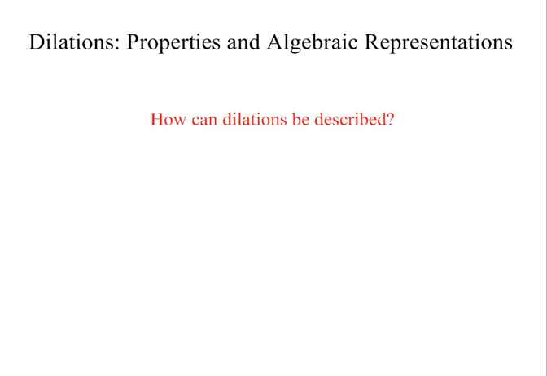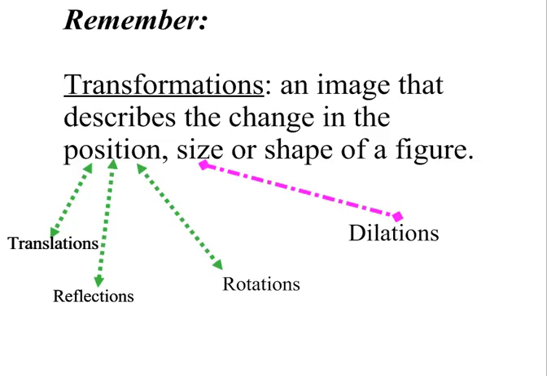Dilations, properties and algebraic representations. How can dilations be described? Well, first of all, we have to remember about transformations. And a transformation is an image that describes a change in the position, size, or shape of a figure.